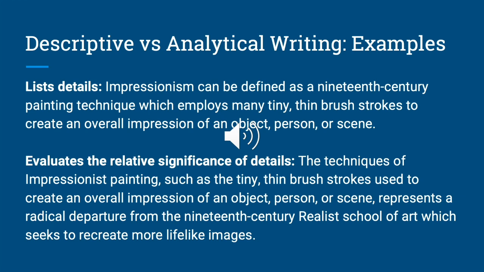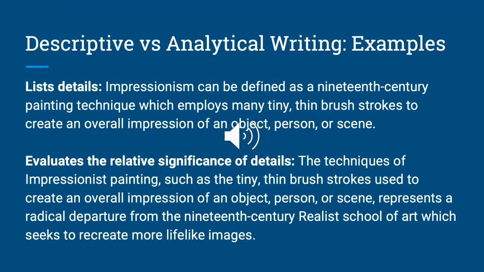By listing details, this gives an overview of some of the defining characteristics of Impressionist painting, but it doesn't explain the significance of this painting technique. However, analytical writing evaluates the relative significance of details rather than just listing the details. For example, the techniques of Impressionist painting, such as the tiny, thin brush strokes used to create an overall impression of an object, person, or scene, represents a radical departure from the 19th century realist school of art, which seeks to create more lifelike images.